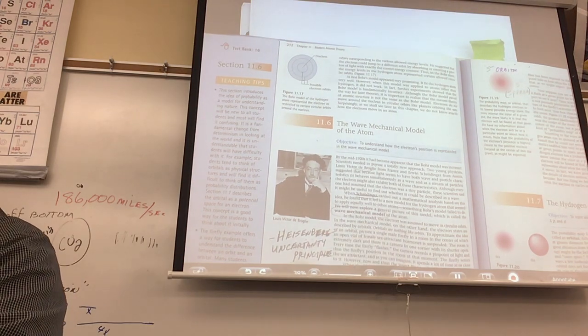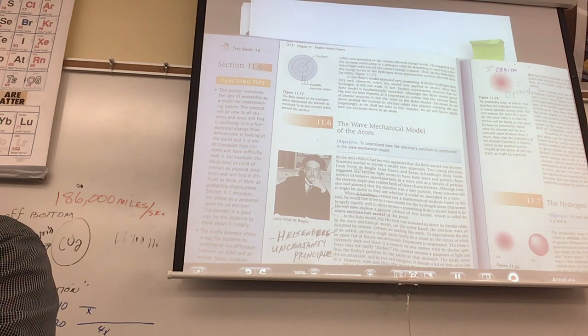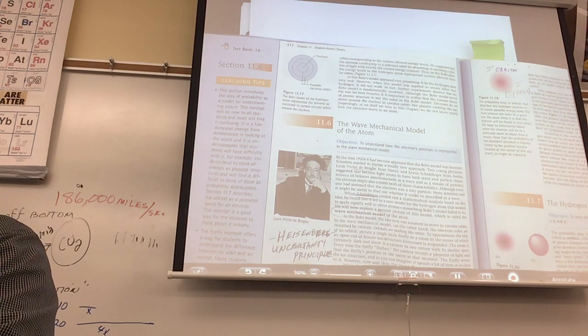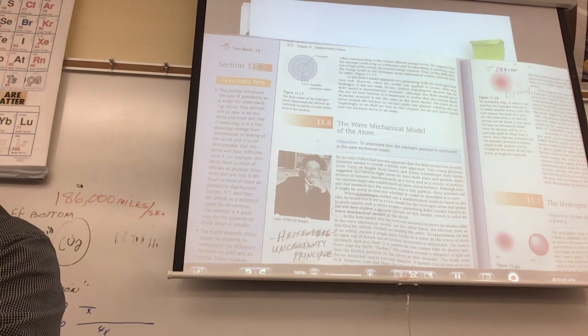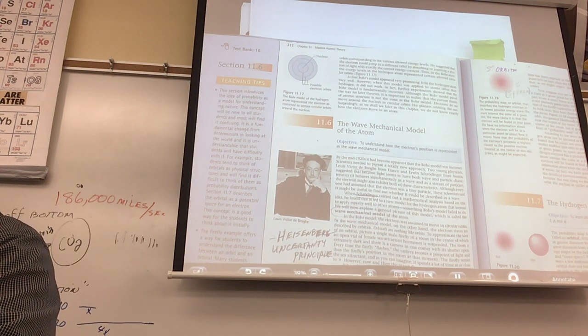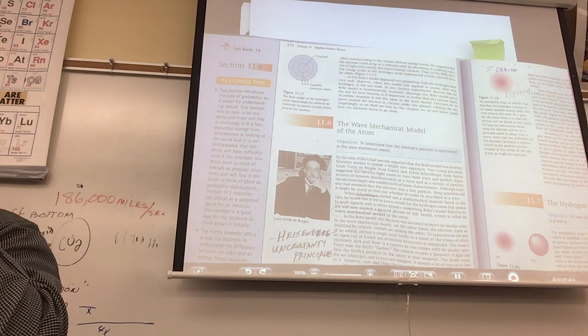So I do tell you, on the test that we have, or the quiz, if it's a quiz, I have a lot of vocabulary words. So maybe the first 15 or 16 questions are matching vocabulary words, okay? So they came up with the wave mechanical model.